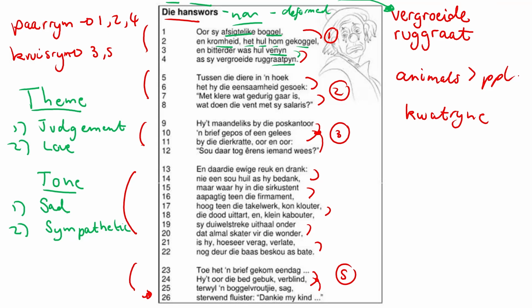Line 5. He sits with the animals because they do not judge him. So animals, greater than people. He feels safe with them. Hy voel veilig. Line 6. He feels very alone, eensaamheid, but he's comfortable in his solitude as he's surrounded by animals. But he still feels alone, but he's okay.